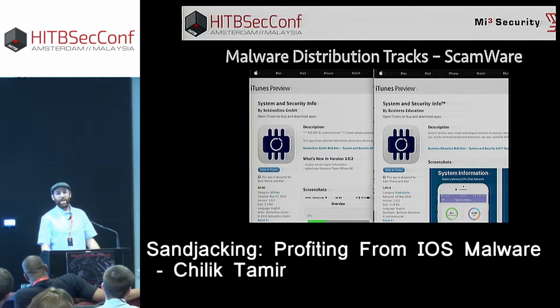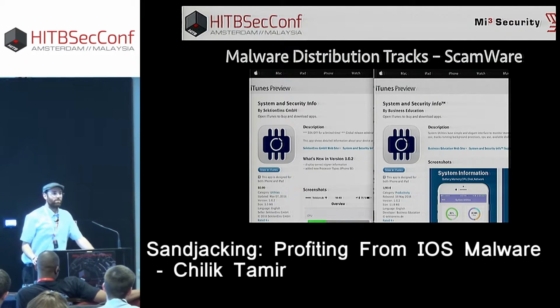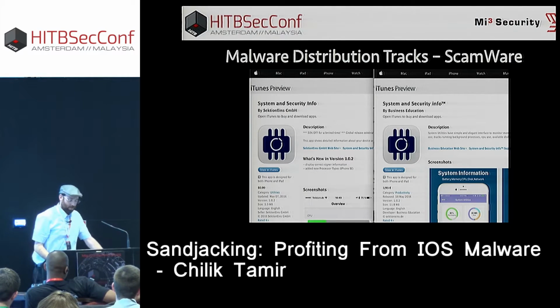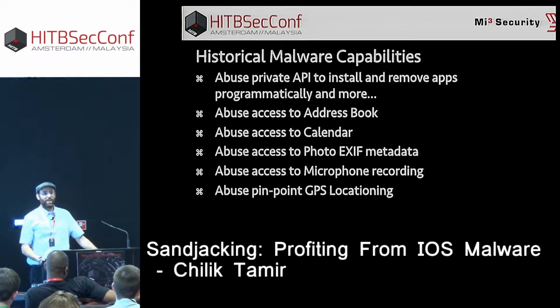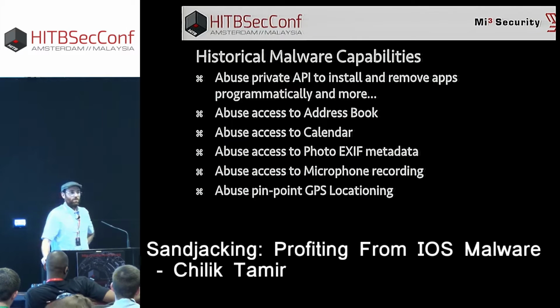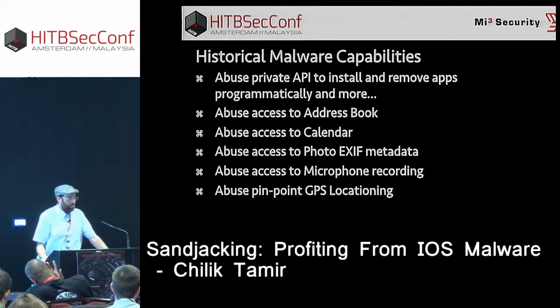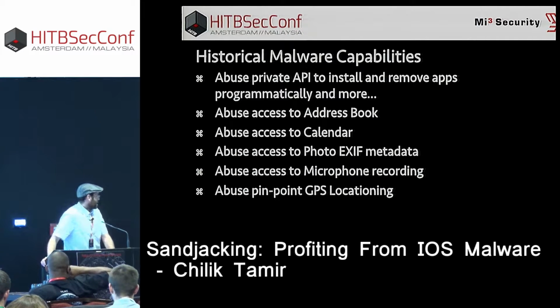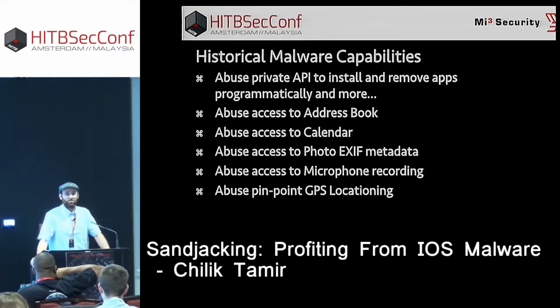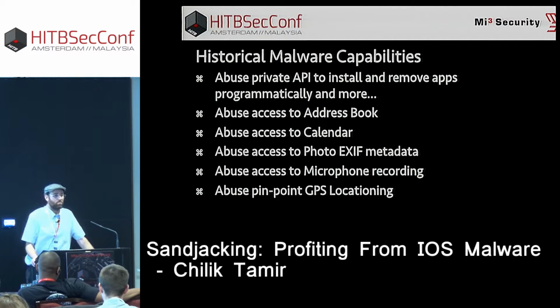When looking at malware capabilities, okay, so we know what the risks are. What's the gain for us for creating malware? When you look at the gain, and analyzing historical malware on iOS, you can take private API and abuse them to your extent. Install or remove additional resources on the operating system, access to the address book, access to users' calendar and meetings, extract data from its metadata from its photo stream, access microphone, hot mic plugging, GPS location, and especially pinpoint GPS location.